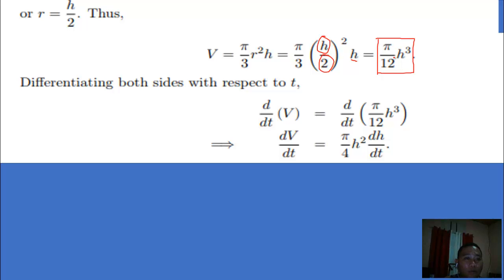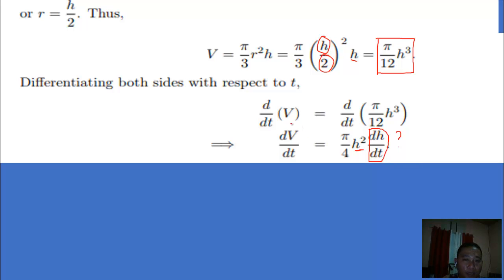Ito yung ating kukunan. Differentiating, dv dt is equals to 3h squared pi over 12 dh dt. So, that is dv over dt is equals to 3 over 12 or that is 1/4 pi h squared dh over dt. Ang question natin yung h niya ay 4. So, meron na tayong hinahanap na dh over dt. Of course, ito ang hinahanap kung gaano kabilis ang water magra-rise at the height of 4.